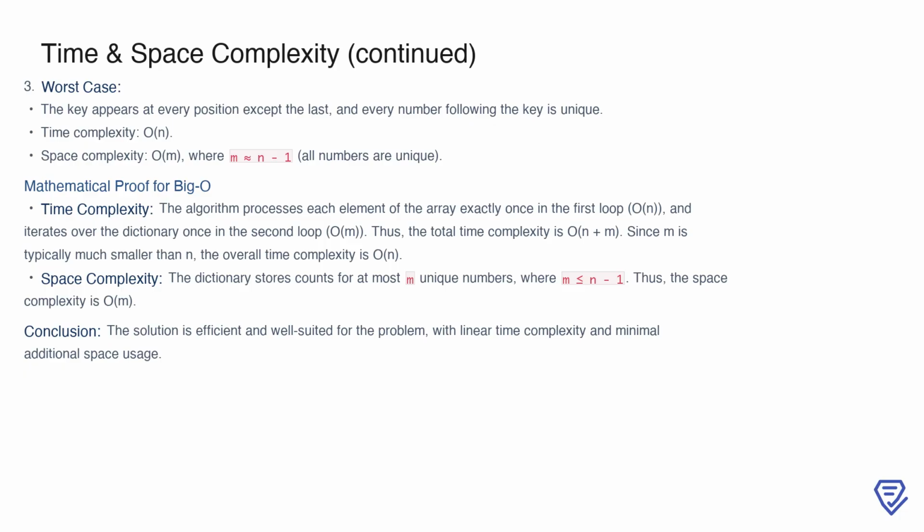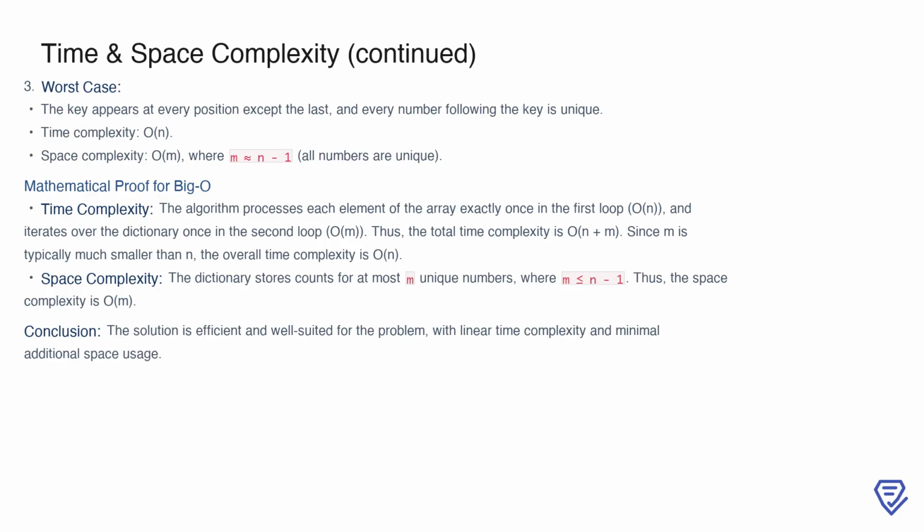To confirm the big O analysis, the first loop processes each element of the array exactly once, taking O(n) time. The second loop iterates over the dictionary, taking O(m) time. Thus, the total time complexity is O(n + m). Since m is typically much smaller than n, the overall time complexity simplifies to O(n). For space complexity, the dictionary stores counts for at most m unique numbers, leading to O(m) space usage.